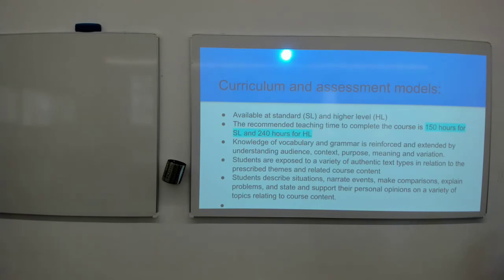We'll talk later about the literary works. The recommended teaching hours to complete the course is 150 hours for SL and 240 hours for HL. And also the knowledge of vocabulary and grammar is reinforced and expanded by understanding audience, context, purpose, meaning, and variation.